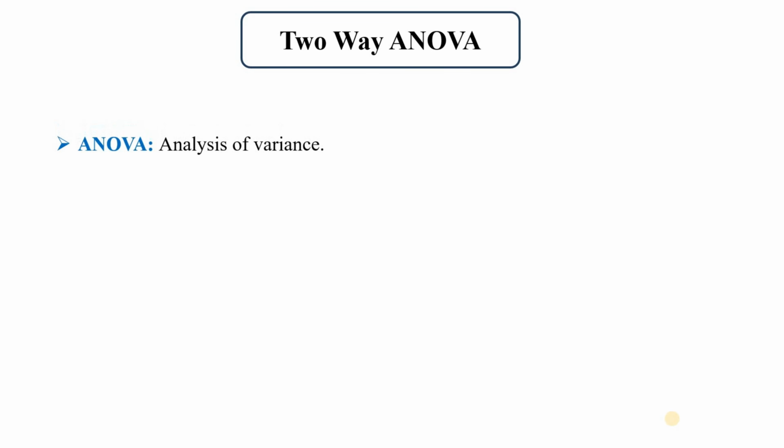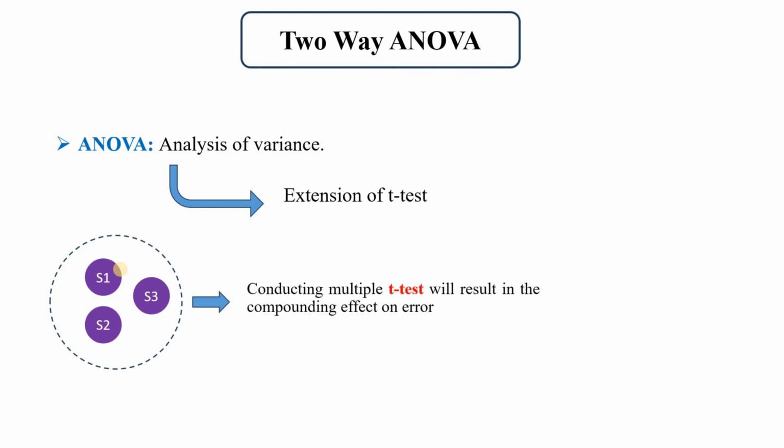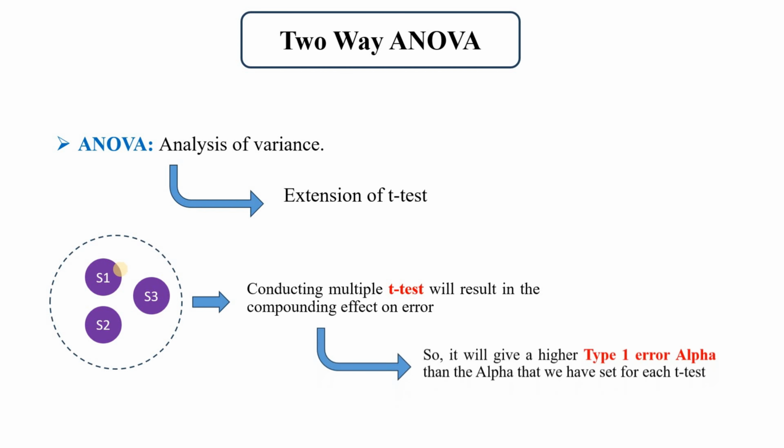So ANOVA is analysis of variance. It is just an extension of the t-test. In the t-test, usually we compare the mean of two samples. If we have one more sample, then we have to conduct multiple t-tests, which will result in a compounding effect of error. So it will give a higher type 1 error alpha than what we have set for each t-test.